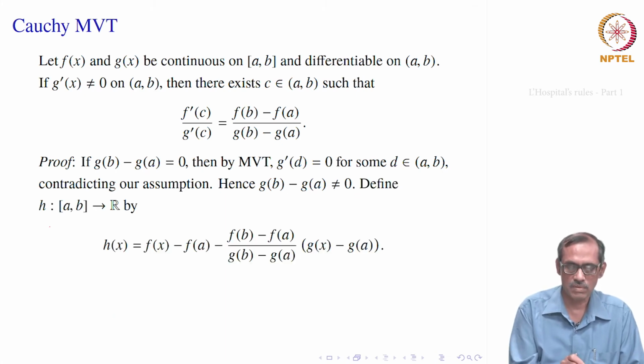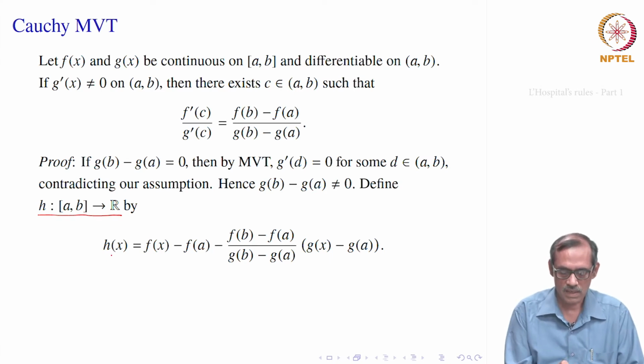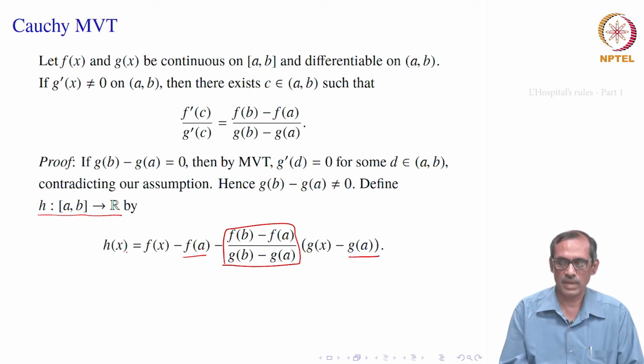Then here is a little trick, just like in the mean value theorem: we define a new function h on the closed interval [a, b] to the real numbers. What is the definition? At any x in the closed interval [a, b], h(x) is equal to f(x) minus f(a) minus (f(b) - f(a))/(g(b) - g(a)), which is non-zero, we know, so we can divide now, multiplied by (g(x) - g(a)). This one is a number, this is also a number, everywhere else x is there. That is how h is defined.